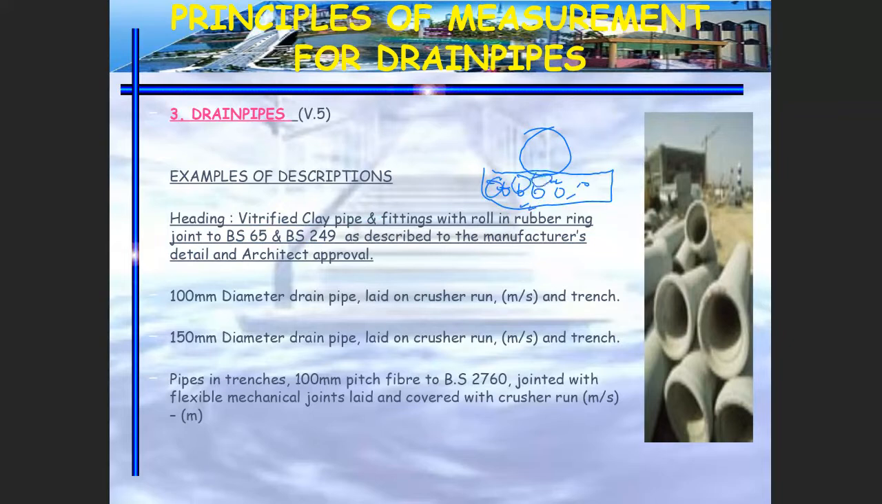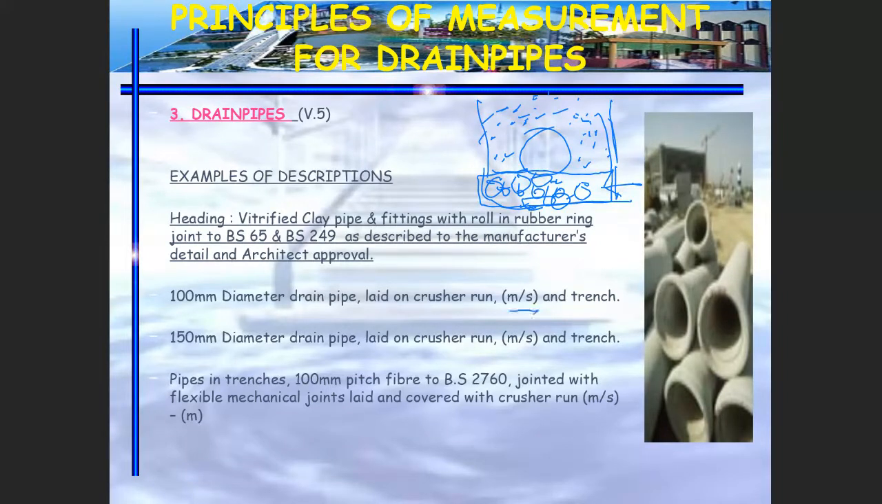Crusher run. Okay, and then from the cross section, maybe this one is just backfilling with the excavated soil. So this is going to be measured separately under item number 3.6 under beds, benching and covering. That's why you have to write down MS.